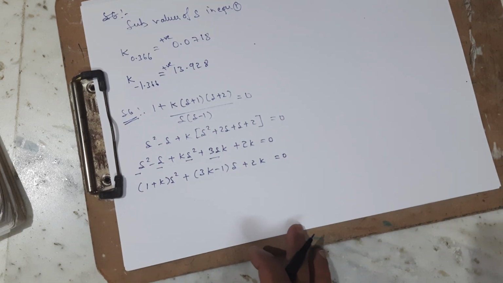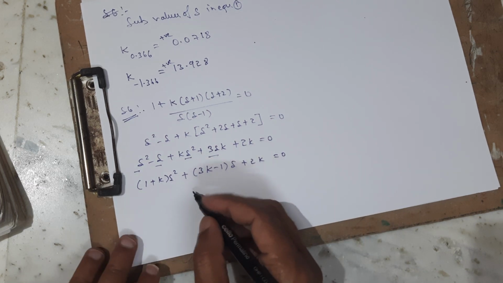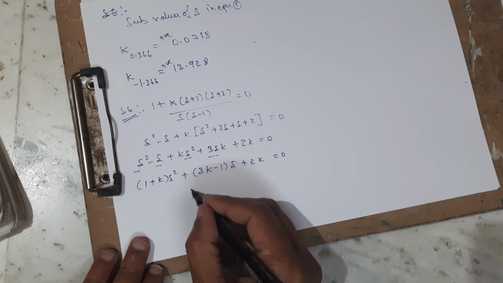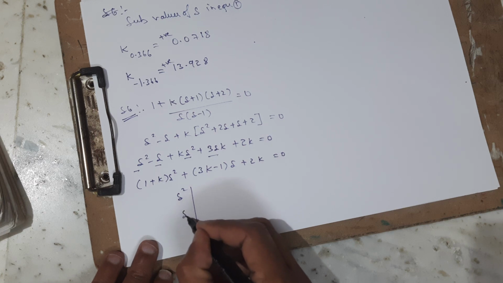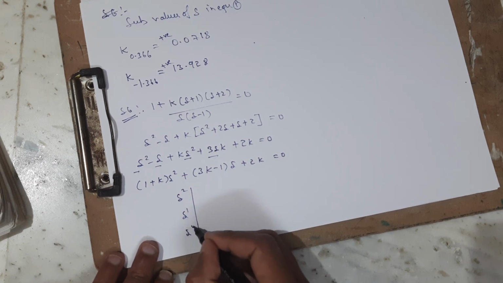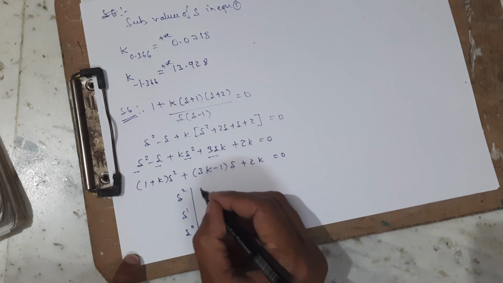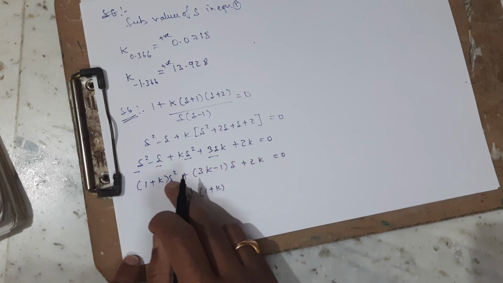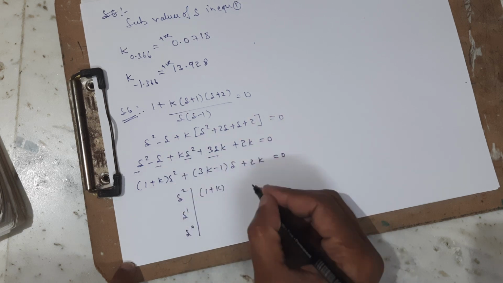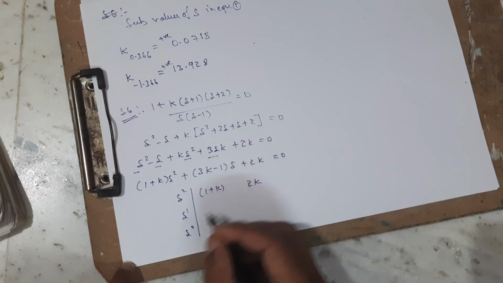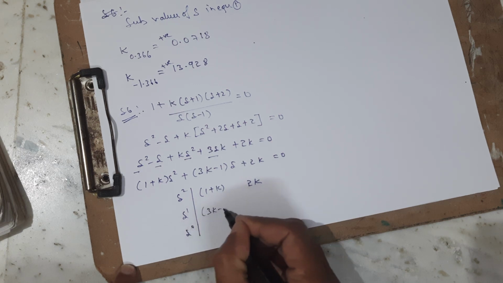So what we have to do next, I am going to apply the RH method. This can be written as s square is the highest order, s to the power of 1 and s to the power of 0. I am going to construct the array as the RH method. So this can be written as 1 plus k, that is the coefficient of s square. Next is the coefficient 2k. Next, s to the power of 1, what is the coefficient of s to the power of 1? It is 3k minus 1.